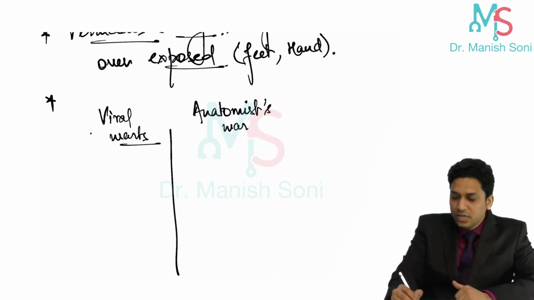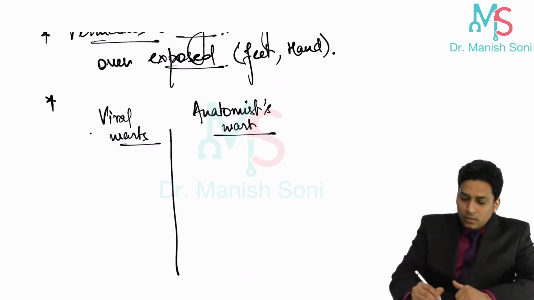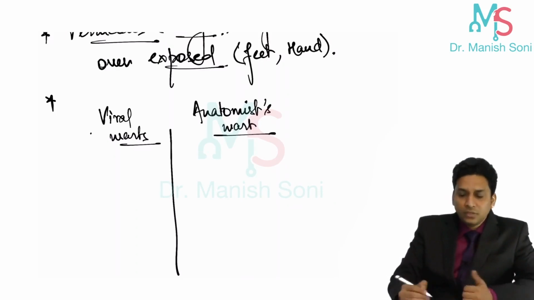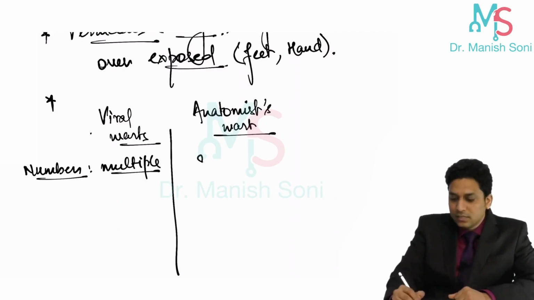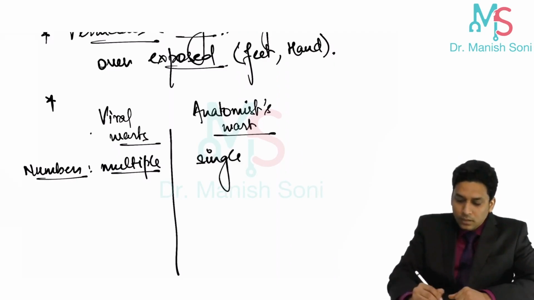Now how will you differentiate these two conditions? First, you can simply count them. If you count them, you will find that viral warts, as I have already shown you in the images, are generally multiple, while this is single.